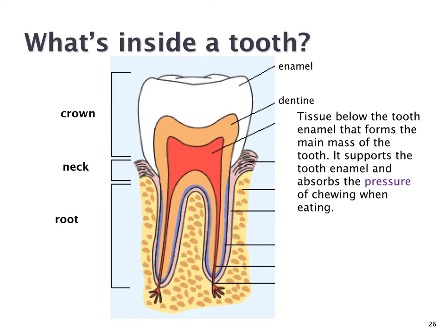Below the enamel is the dentine, which is a bit like bone. So it's not as strong as enamel, and it contains living cells and lots of calcium salts. So it forms the main mass of the tooth, and it supports the tooth enamel and absorbs the pressure of chewing when eating. So dentine is the tissue below the tooth enamel that forms the main mass of the tooth. And remember that it absorbs the pressure of chewing when eating.